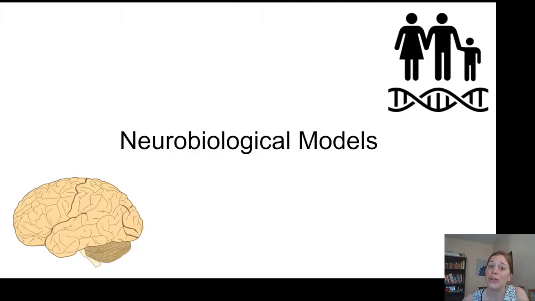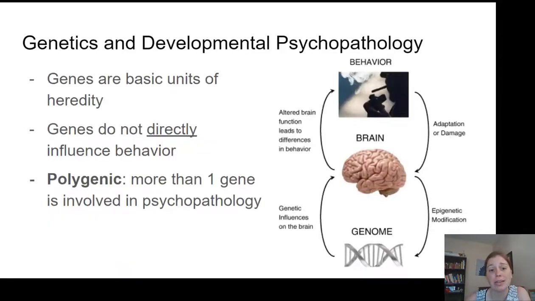So let's start with our very first model, the neurobiological models. As you can see here, we're going to be talking about the brain and different things like genetics. Our first stop in the neurobiological model is to understand a little bit more about our genes. I'm not going to go too far in depth into what genes are. I hope you remember a little bit about this from your basic bio classes. But basically, our genes are part of our DNA, and that's the basic unit of heredity. So things that get passed on from parent to child.